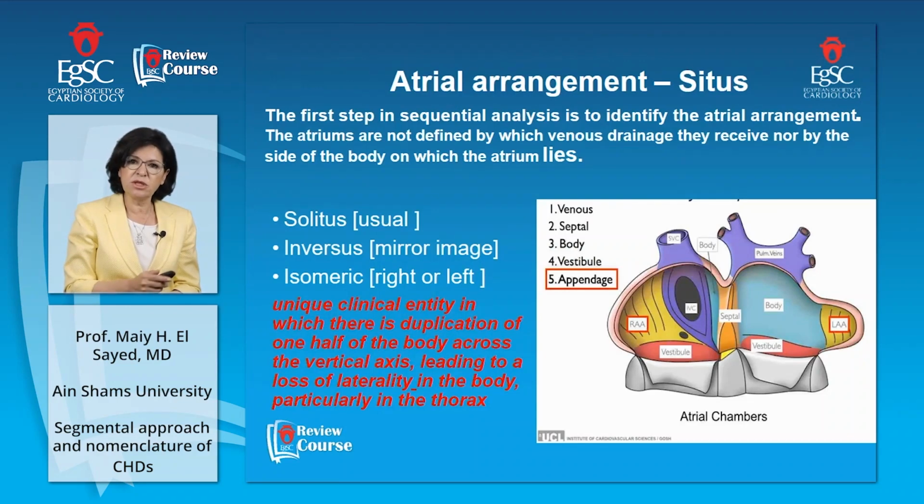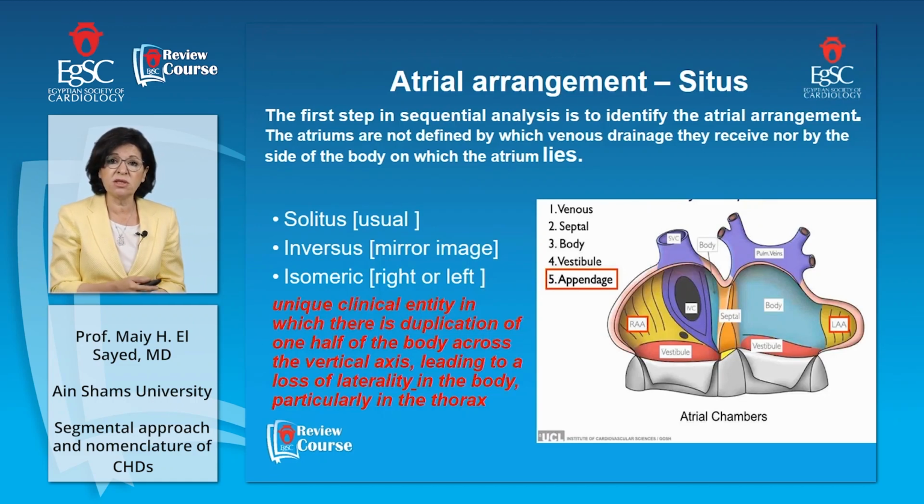The first step is the atrial arrangement, the situs. So the first step in the sequential analysis is to identify the atrial arrangement. How do we do that? The atria has 4 components: venous, septal, body and vestibule, and appendage. The only thing that discriminates with the echo the right atrium from the left atrium is the shape of the appendage. So the left atrium would have a long crenellated appendage, and the right atrium would have a short, blunt appendage. So we have 4 variations.